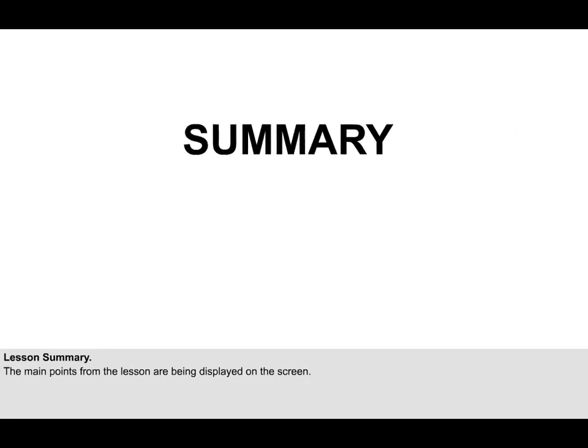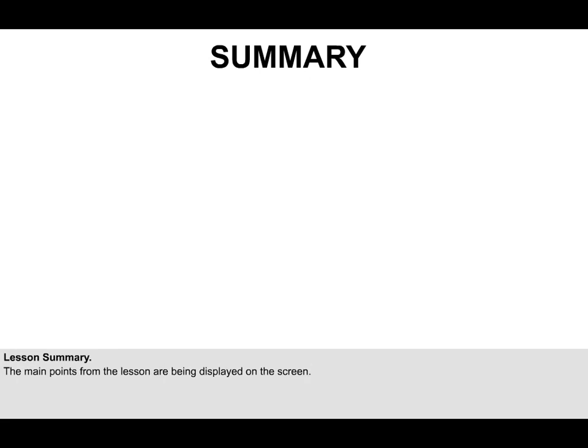That is the end of the lesson on manually operated switches. Here is a summary of the important points.